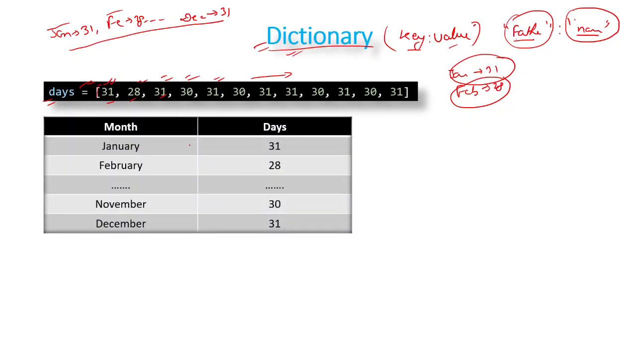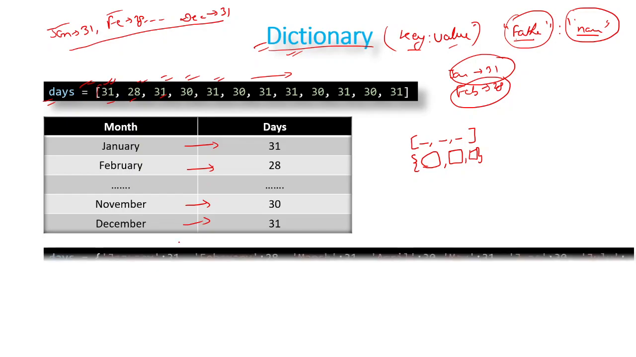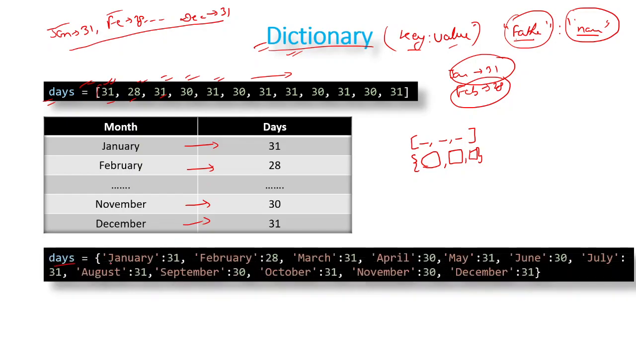Similarly, this is what we want to store: January this, February this, November this, and December this. Just as we declared a list with square brackets and put all the data separated by commas, similarly we declare a dictionary with curly braces, with the key value pairs separated by commas. Okay, that's it. So let's see here. This is how we declare this data as a dictionary. We have provided the key, separated by a colon, and then the value. So this is our key value pair.